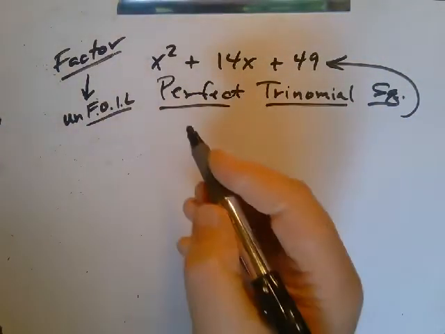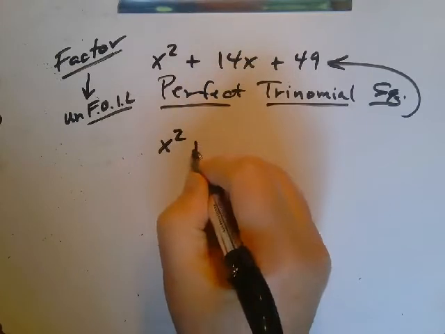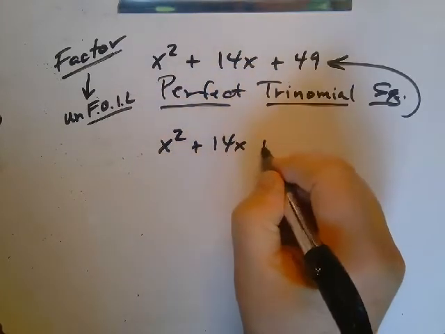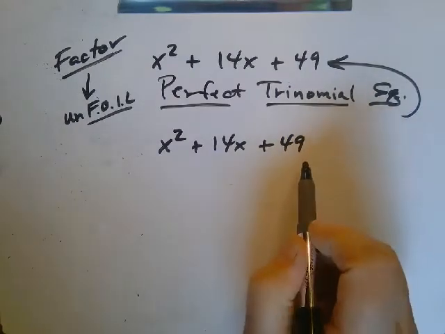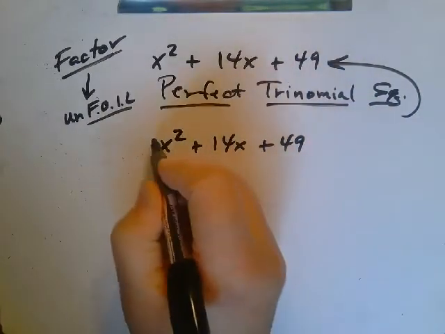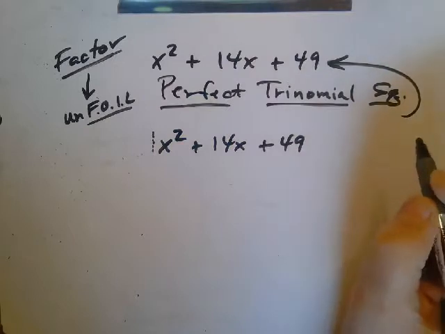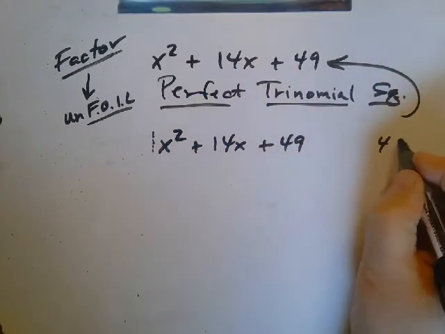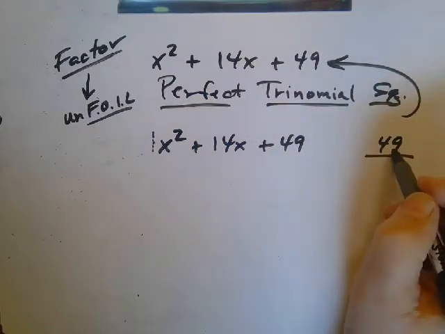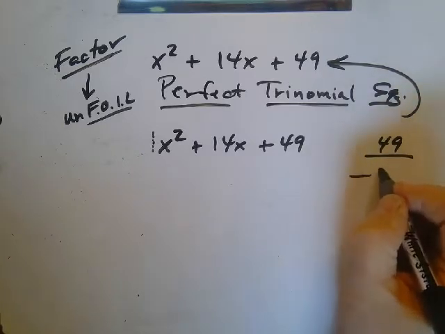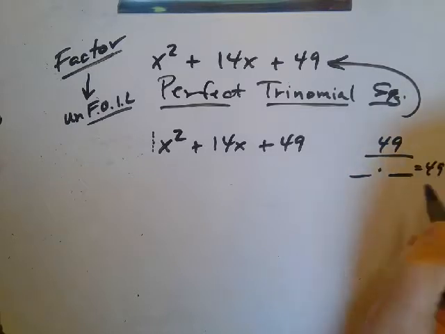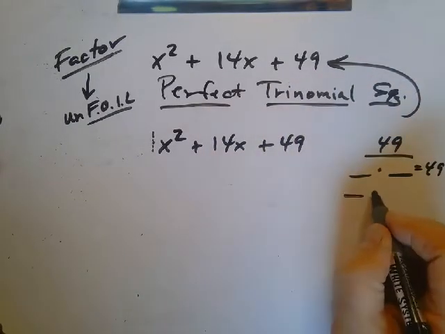Now, we could do this the long way. I want you to learn the shortcut, but let's talk about the long way. If I was to factor this thing, I'd go, okay, 1 times 49. What are the two factors of 49? What are two numbers that will give me 49 when I multiply and 14 when I add?